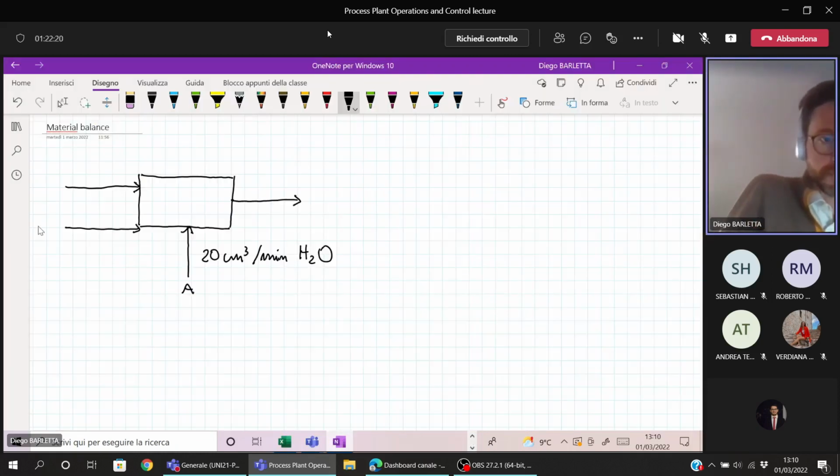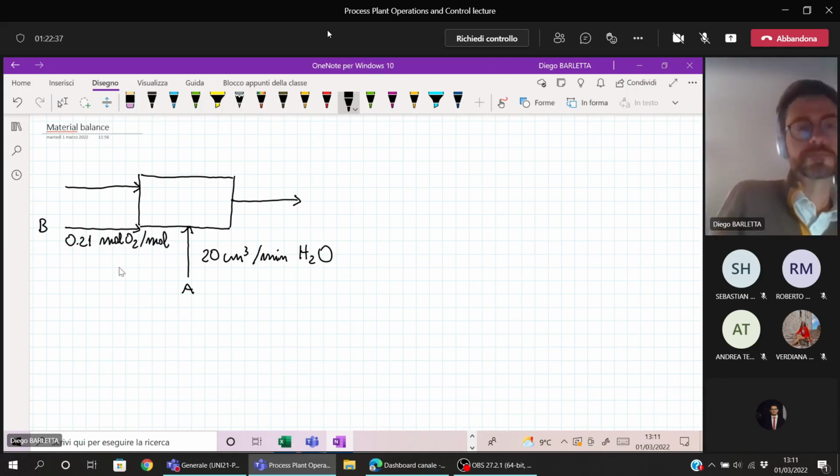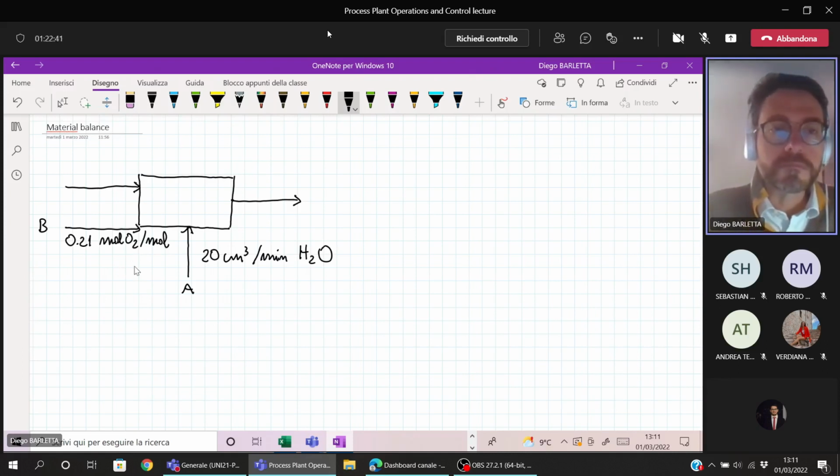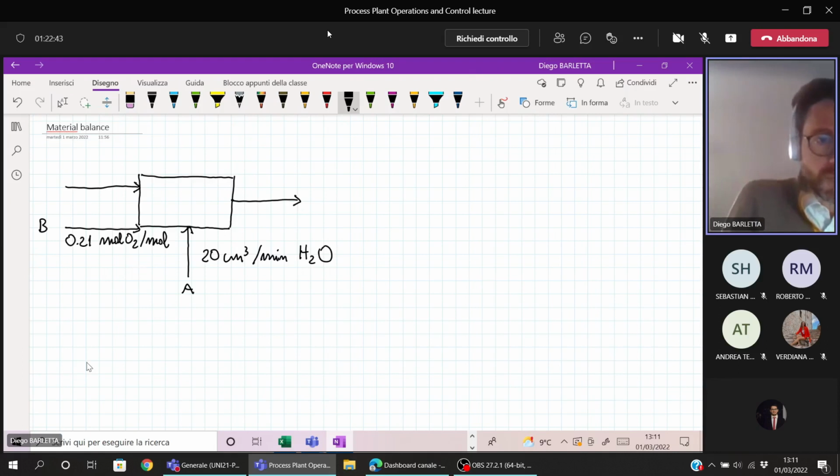So this is the stream B. For this we have the composition: 0.21 mole oxygen divided by mole. And then we have the balance given by nitrogen. So the balance means the remainder.